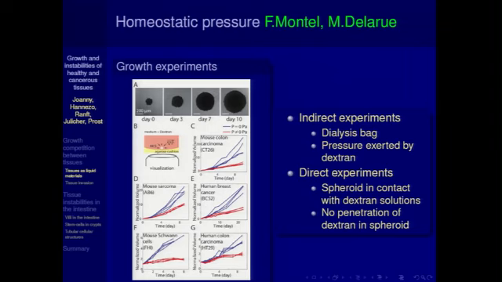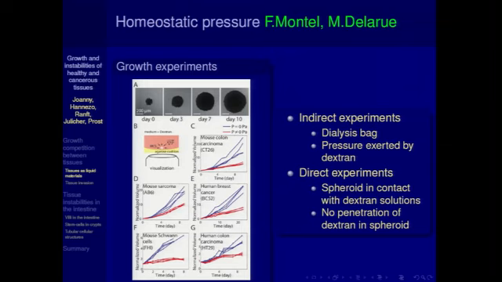Now, there's another experiment you can make. You can take a cell, and you apply a huge pressure on the cell, and you see whether it survives or not. If you go to atmospheres or tens of atmospheres, the cells die. But these pressures are much, much higher than the one I'm talking about.